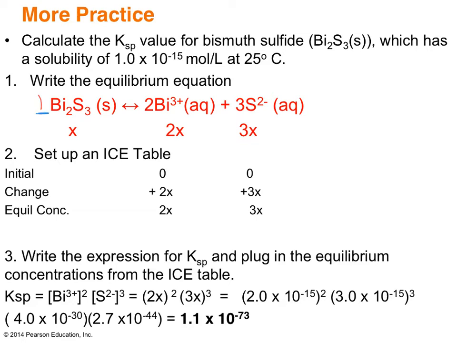So for every 1 bismuth sulfide we dissolve, we get 2 bismuth cations and 3 sulfide anions. So if we call the initial bismuth sulfide, since there's only one of them, X, then the amount of bismuth ion that's formed is going to be 2x, twice as much, and the amount of sulfide anion that's going to be formed is 3x. So that's what goes into the ice tables.